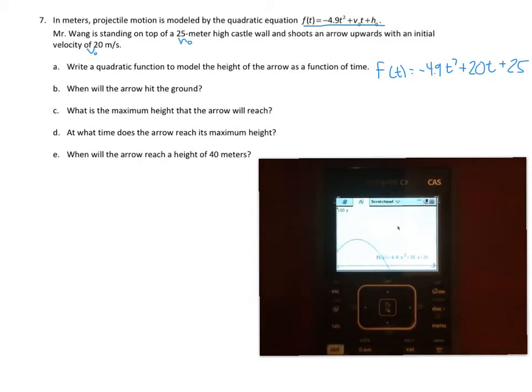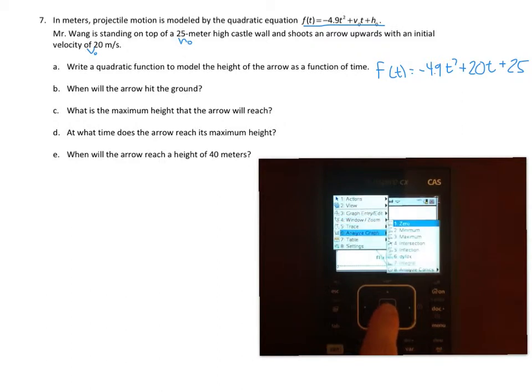So now the question is, when will the arrow hit the ground? The arrow will hit the ground when it reaches a height of 0, and that's when the graph hits the x-axis, or when the function equals 0. So I want to find the x-intercept. So I do menu, analyze graph, and zero.